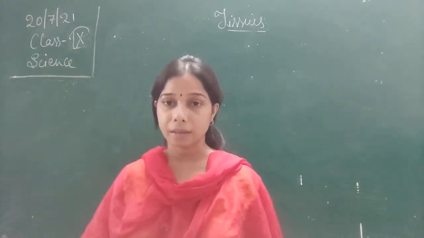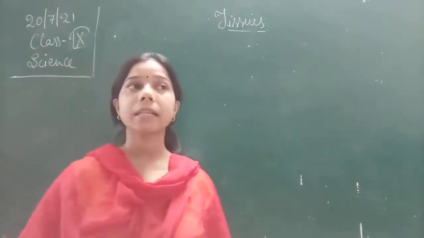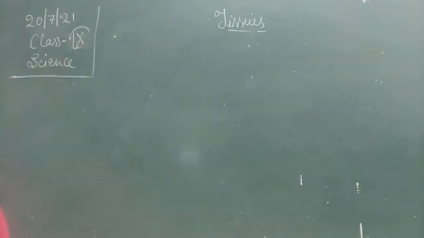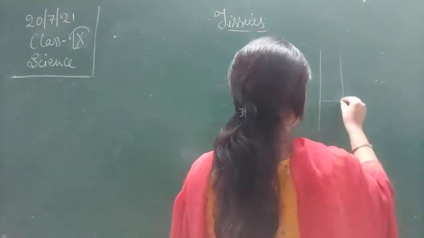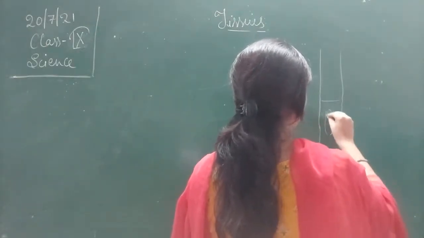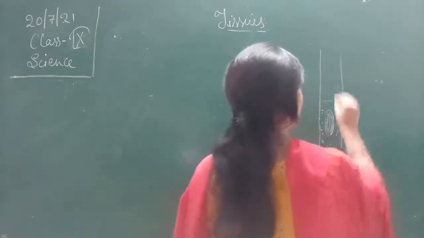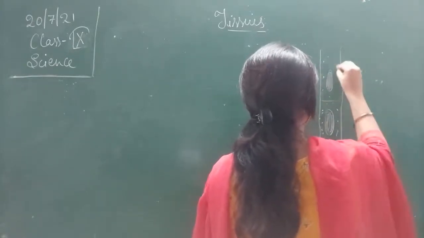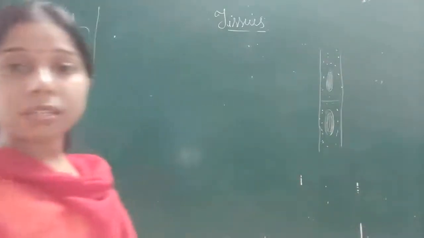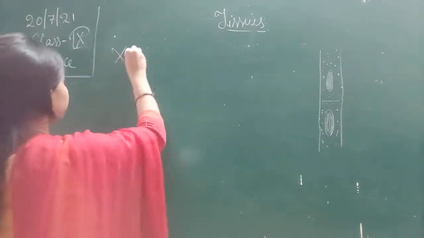Then xylem parenchyma. Let us see what xylem parenchyma is. Basically it is a living cell consisting of a nucleus and cytoplasm. When you look at the structure of this, you will find that it is arranged like this, and everywhere a nucleus will be there and the cytoplasm is also present. Here also the nucleus is there and the cytoplasm is also there. This is how the nucleus and the cytoplasm are present in the xylem parenchyma.